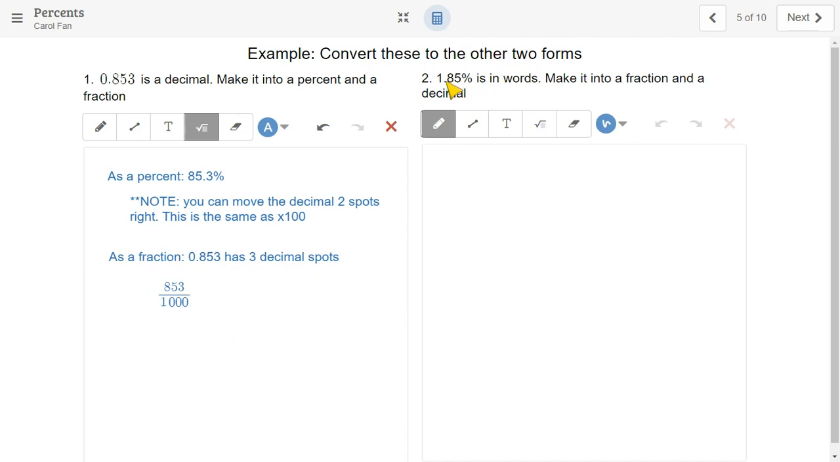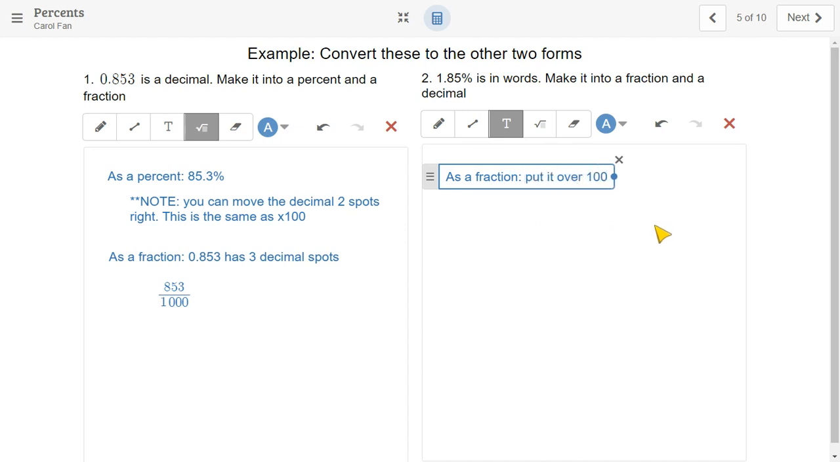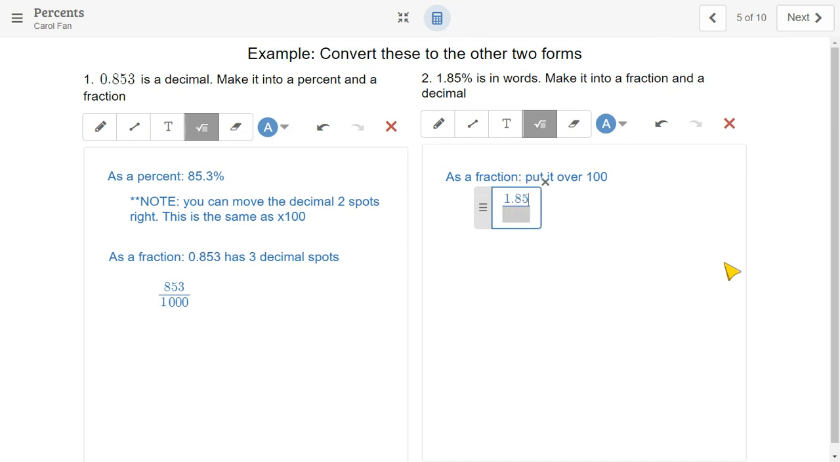Next example, 1.85% is in words. Make it into a fraction and make it into a decimal. Okay, first, as a fraction, we're going to put it over 100. So we have 1.85 over 100. This is how you write it as a fraction.